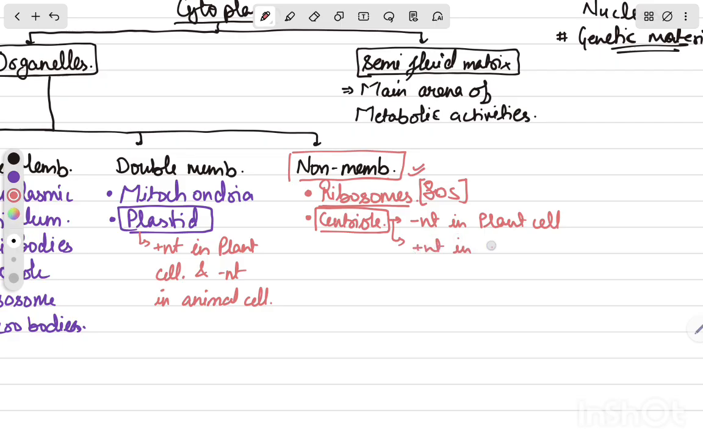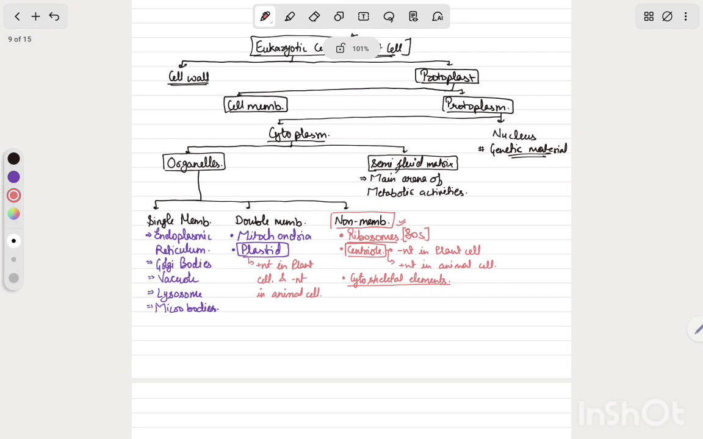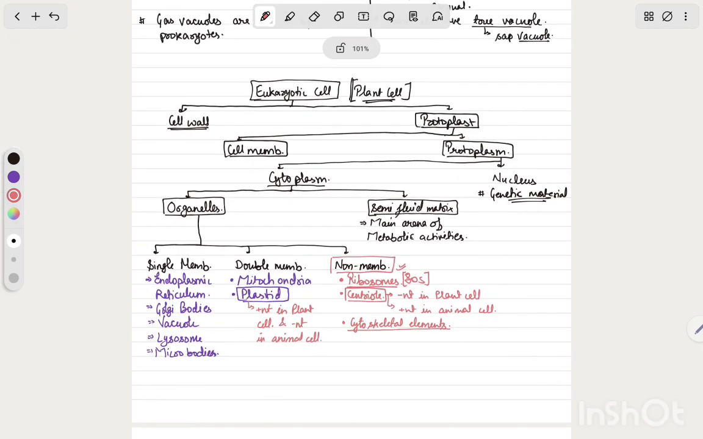It is present in animal cell. Since we were discussing all the components of the cell, I thought to mention centriole also: centriole is a non-membranous organelle, ribosome is a non-membranous organelle, and cytoskeletal elements are also non-membranous organelles. We'll discuss all the organelles in this chapter in detail. So that is the overview of a cell or eukaryotic cell.